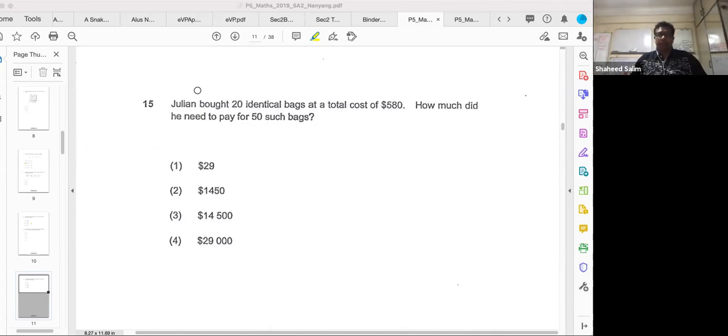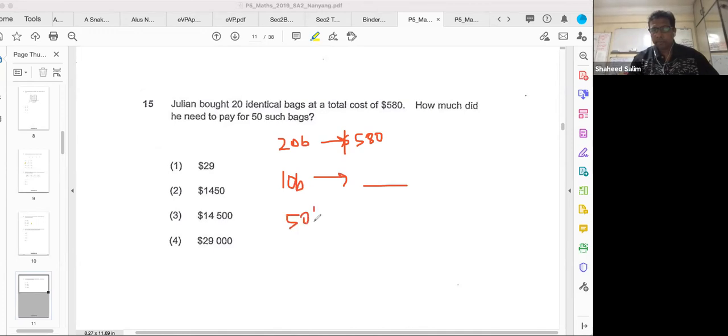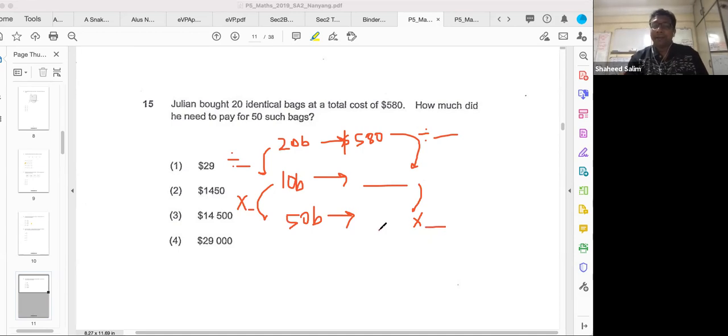I'll give you a method down here. You can use your own method, no problem. Those who want to follow this method, you can also follow it. This is like the comparison method. What do you divide by? Then you must also divide by the same thing here. Then after that you times. Then you find the answer.